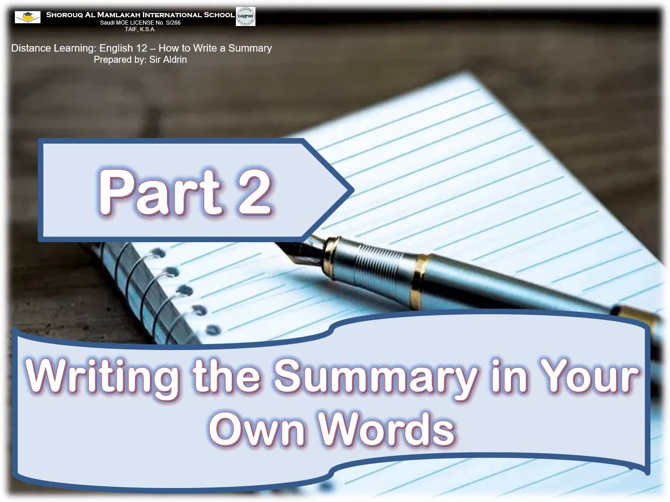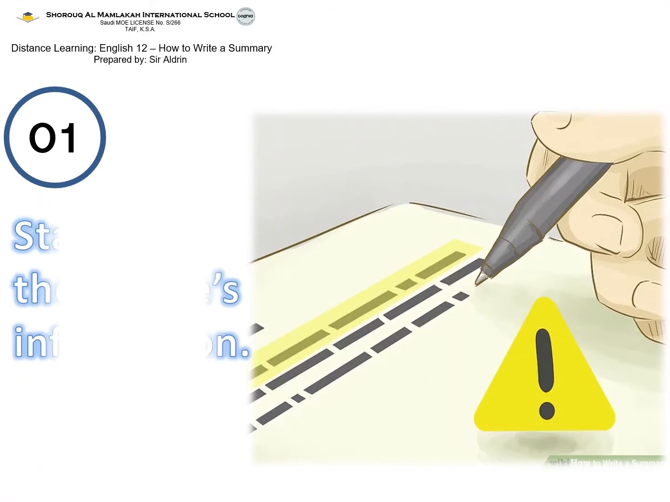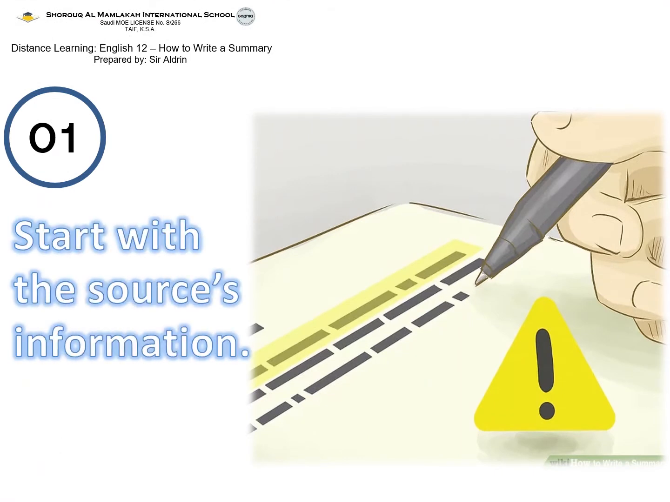Part 2. Writing the summary in your own words. First step is to start with the source information. You should start every summary with the author and the article's title. This lets your reader know that you're summarizing what someone else has written. For example, you can start with something like, William Shakespeare's Macbeth is a play that shows the damaging physical and psychological effects of political ambition on those who seek power for its own good.